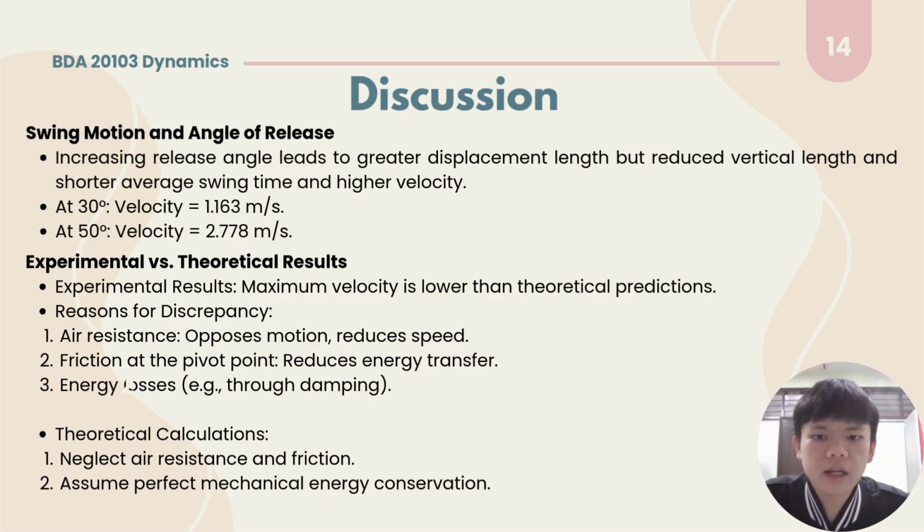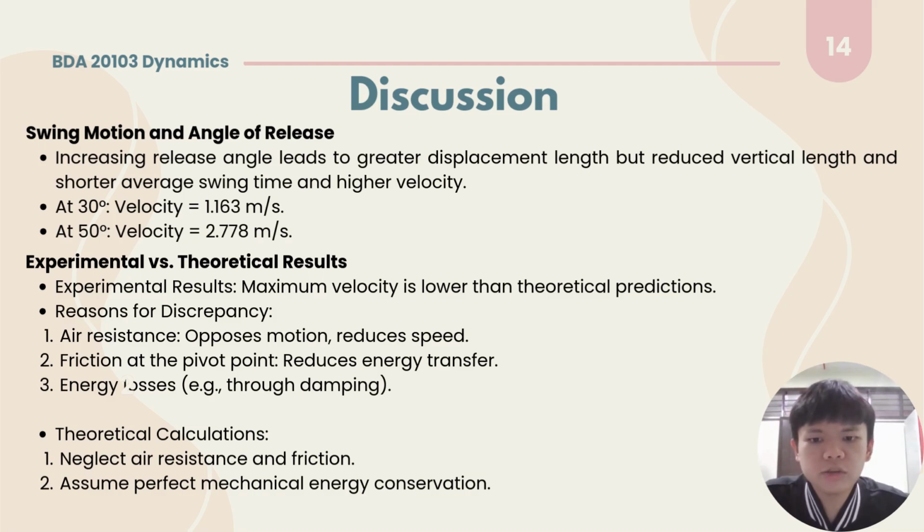For example, at the release angle of 30 degrees, the velocity is 1.163 meters per second, whereas at 50 degrees, it increased to 2.778 meters per second. However, comparing the experimental and theoretical results, we observe a discrepancy. Experimentally measured maximum velocities are lower than theoretical predictions.